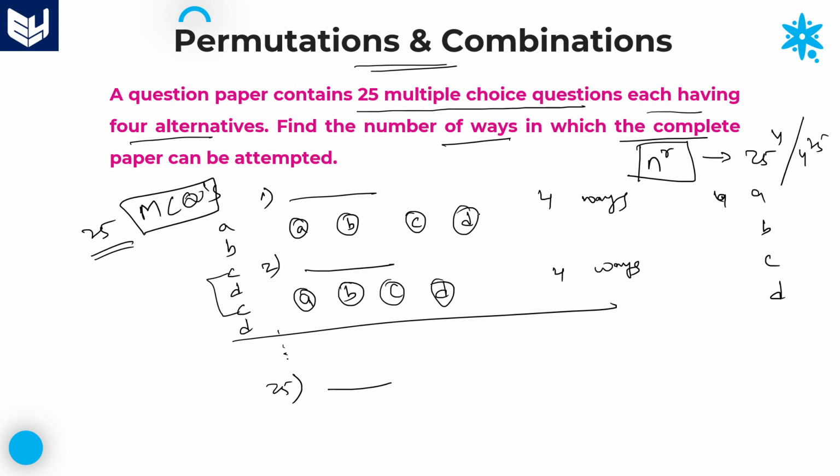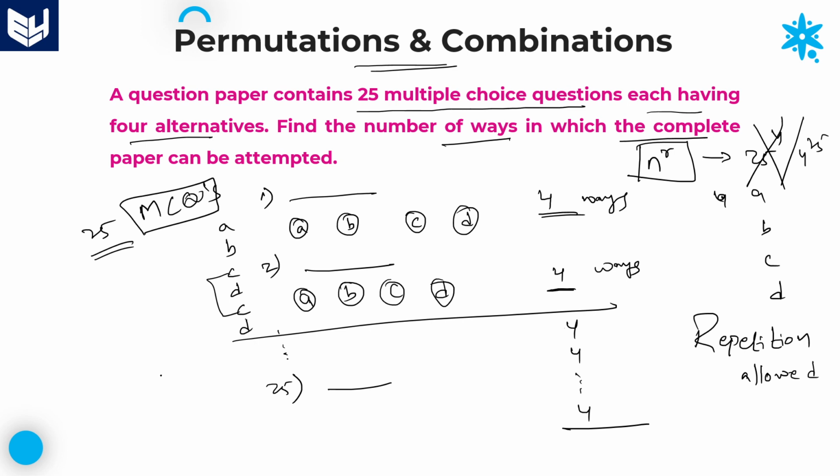You are attempting each and every question, right? As we know that repetition is allowed, the first question can be answered in 4 ways. Second question 4 ways. Third question 4 ways. Fourth question 4 ways. Likewise, how many 4s will be formed? 25 4s will be formed and you have to multiply all the values. It means it is not 25 power 4. It is 4 power 25. That is the exact answer for this question.